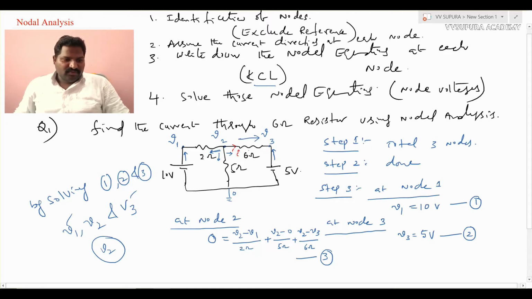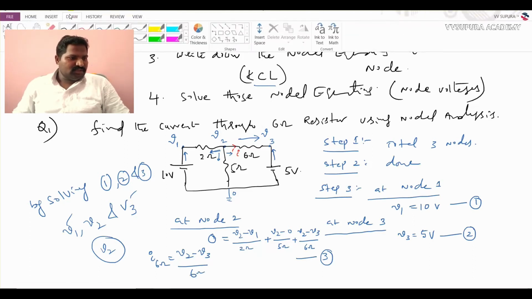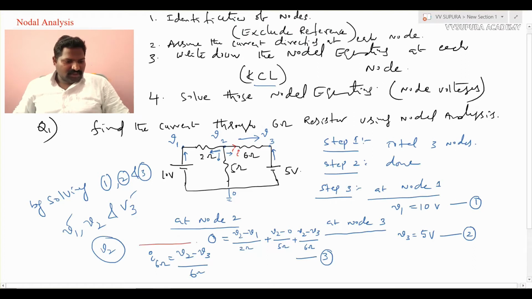The current through 6 ohms, I across 6 ohms, is equal to V2 minus V3 by 6 ohms. So we have to calculate the current through the 6 ohm resistor by using this formula. From these three equations we can calculate V2 and V3. So by writing V2 minus V3 by 6, we can calculate the current through 6 ohms. In this way we can calculate the current or voltages across any branch in the network.